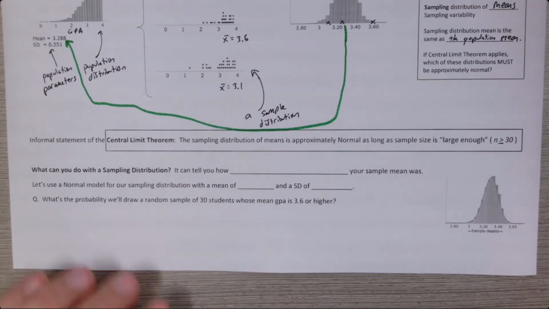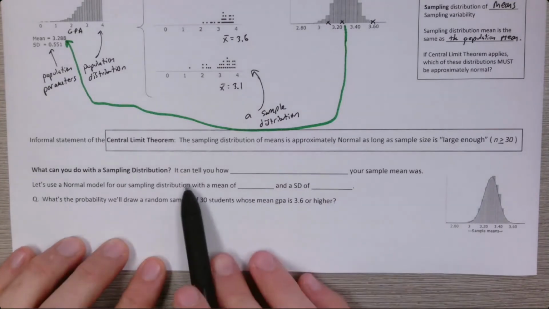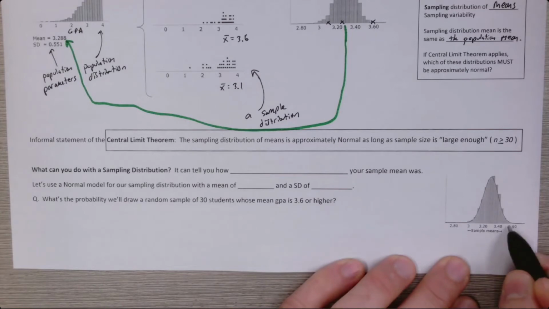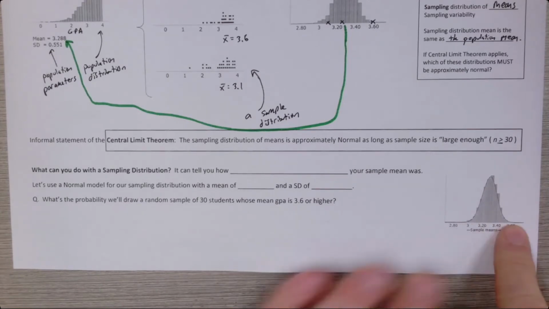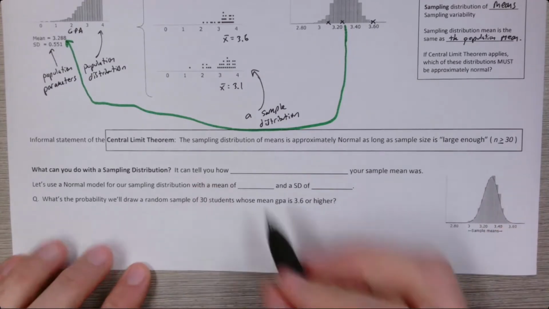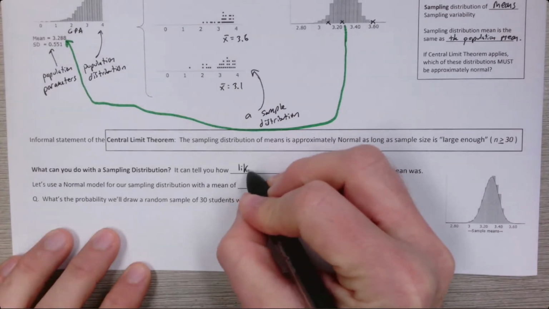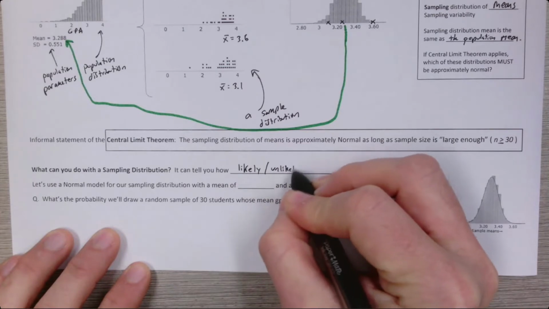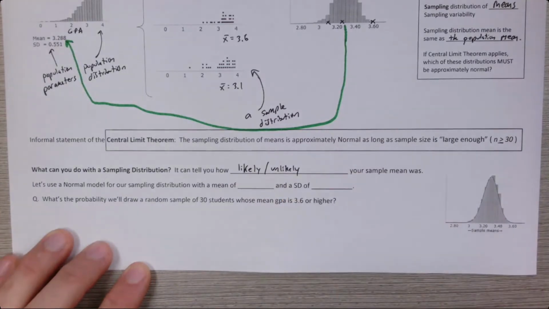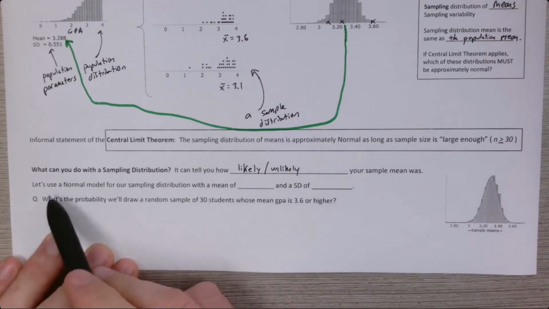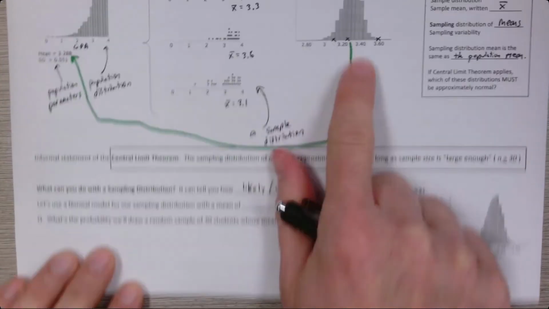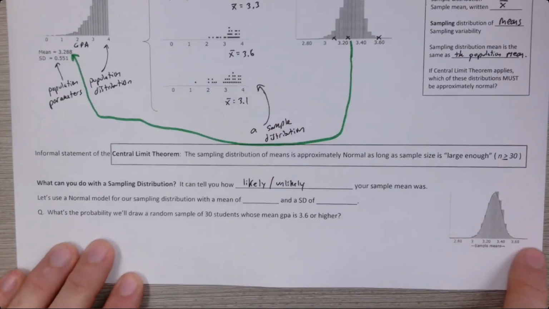For now, let's just say that, like we've been doing, if you have a normal model and you have an outcome inside that model somewhere, the model will tell you how likely or unlikely, how probable or improbable that particular outcome was. So let's take a quick look at an example of that. Let's use the normal model here for our sampling distribution. The sampling distribution looked like this, but here I've overlaid a normal model on top of it.